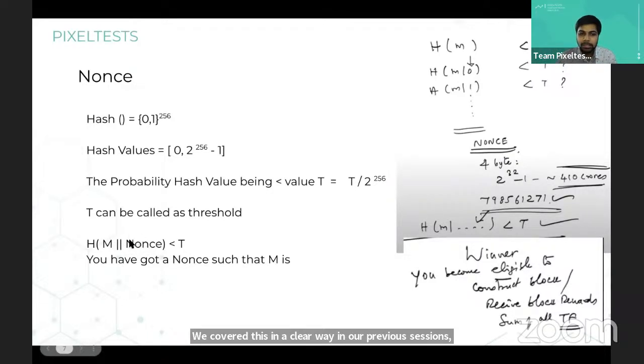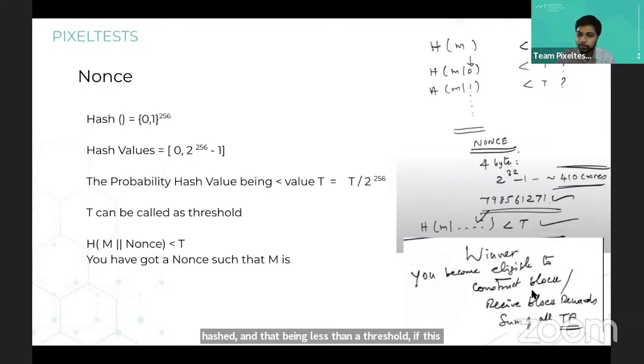Nonce is a number that can be used only once, and this acts like a counter for the person who is mining. When that is concatenated with the transactions that the block has and hashed, if the hash is less than a threshold, and this condition is met, that person becomes a winner.